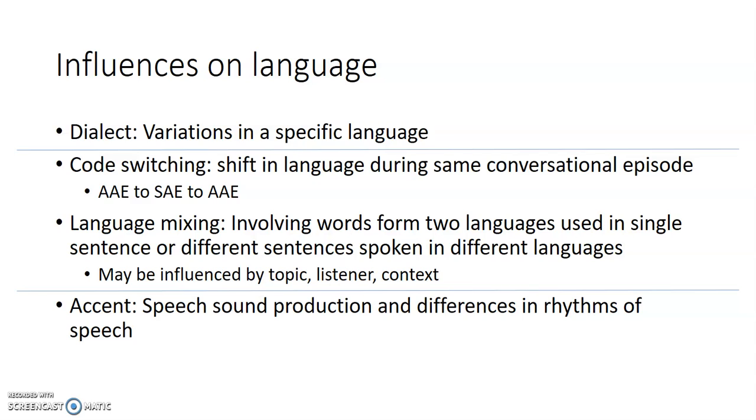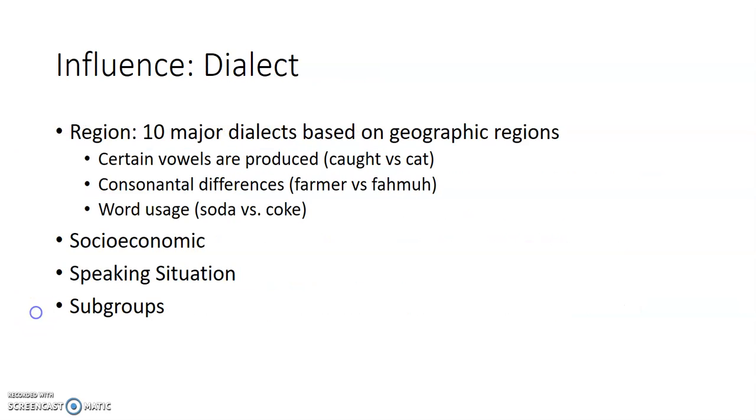Accent, on the other hand, is the speech sound production and differences in the rhythms of speech. So to have a dialect, you can have an accent, but to have an accent does not necessitate that you have a dialect. In the U.S., we have 10 major dialects based on geographic regions, and it can change the way that certain vowels are produced, the ways that consonants are produced, and the words that we use.